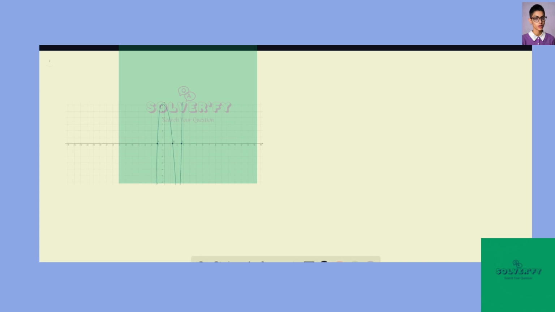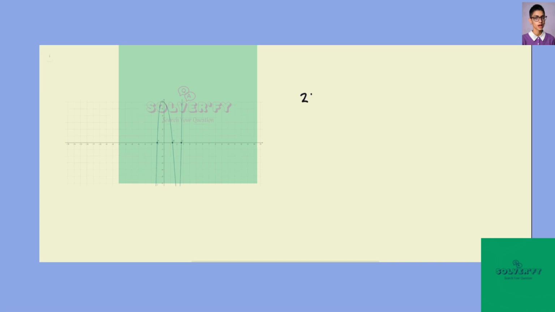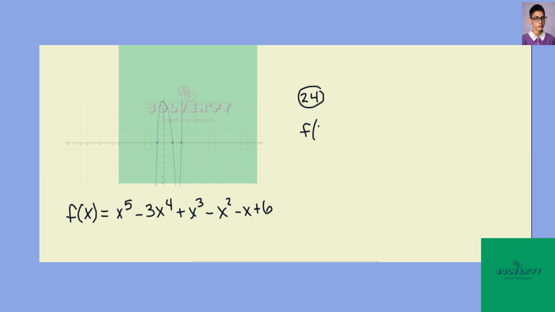All right, question 24. I input the graph of the function. Okay, I'm going to write it over here. F of x equals, because it's a long one, x to the fifth minus 3x to the fourth plus x cubed minus x squared minus x plus 6.